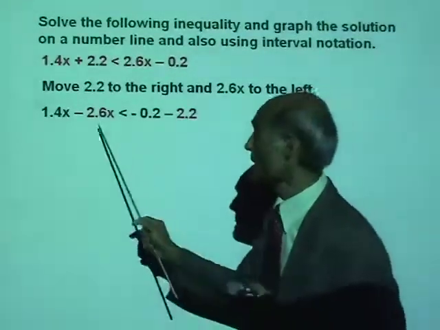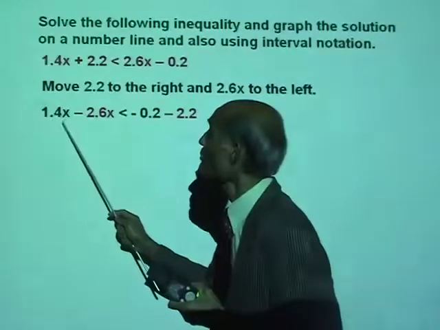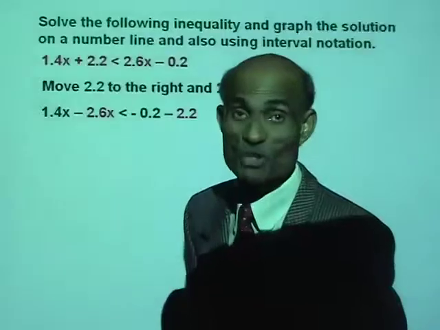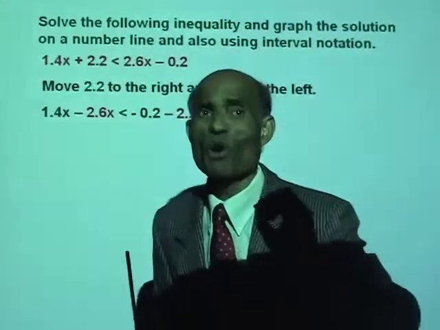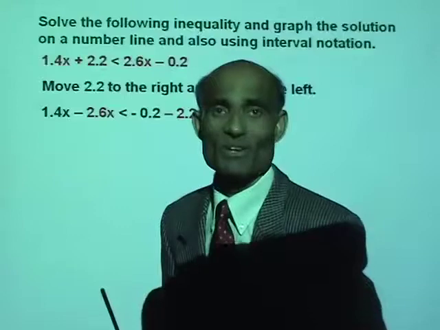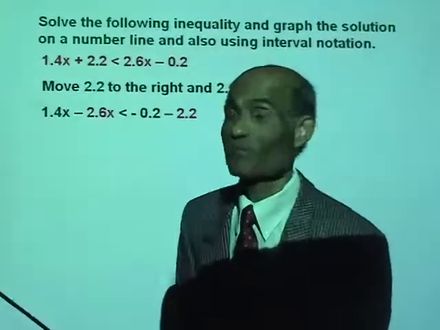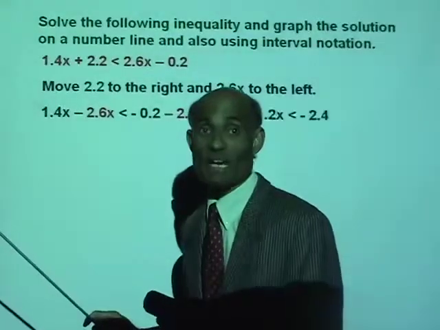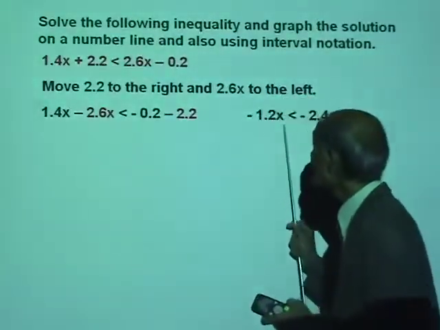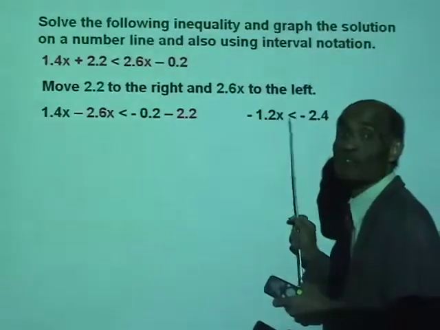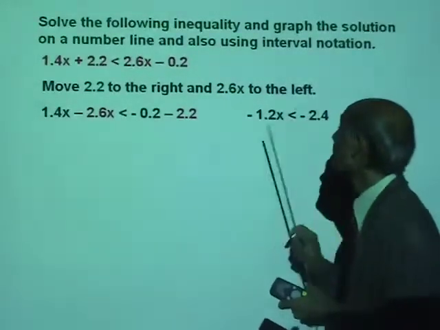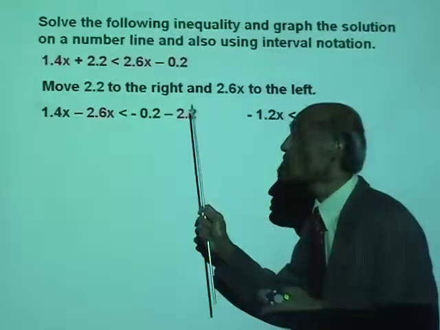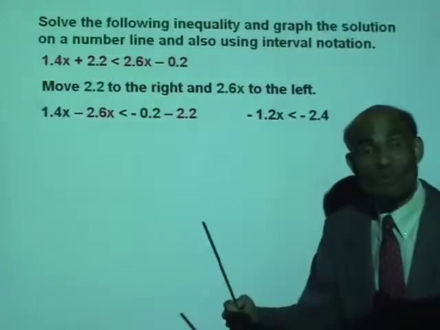Alright, combined terms now. What is 1.4x minus 2.6x? Well, just look at the coefficients. What is 1.4 minus 2.6? Will the answer be positive or negative? You have a positive number and a negative number. The answer is negative. Negative 1.2x is less than negative 2.4. You see, negative 0.2 minus 2.2 is negative 2.4. Okay?